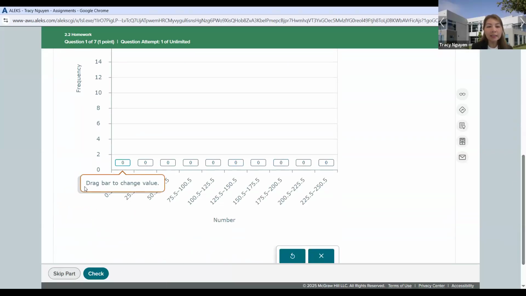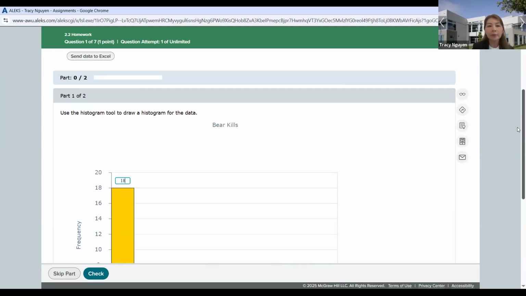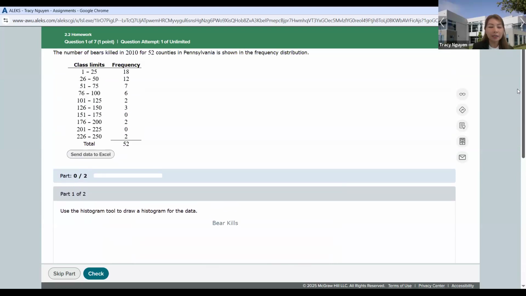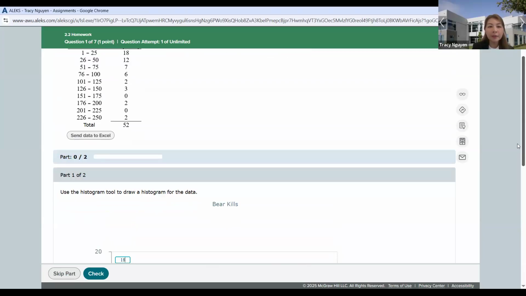And it's telling us here, drag the bar to change the value. My advice for you is that you click on here, 0.5 to 25.5, key in the number 18, press enter. Then the system will plot the very first bar for us. So now, to save time, I'm going to take a picture of what we have for our data here, and our next frequency would be 12.